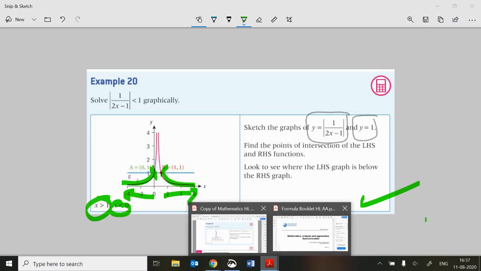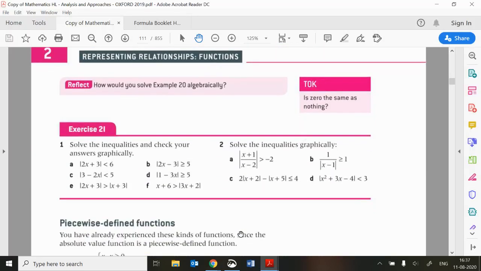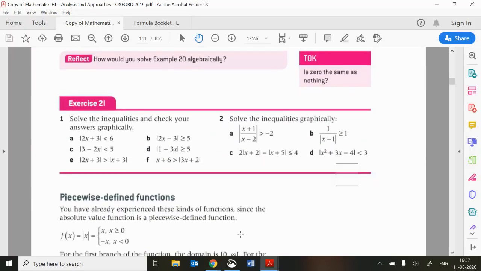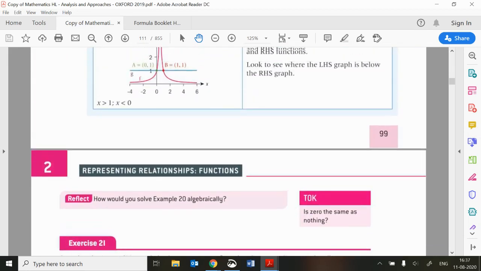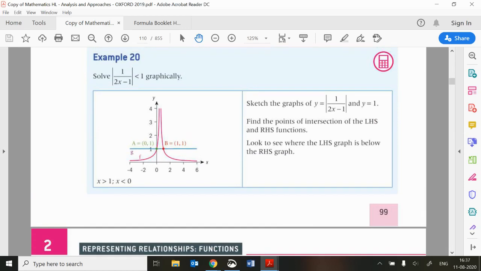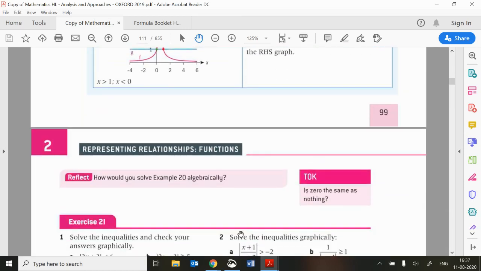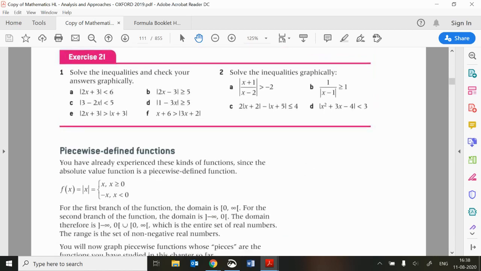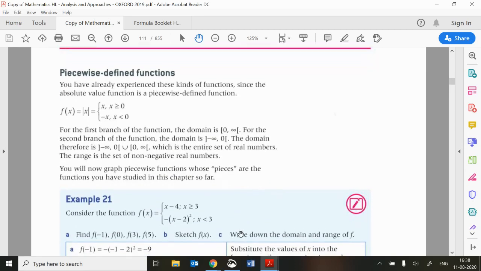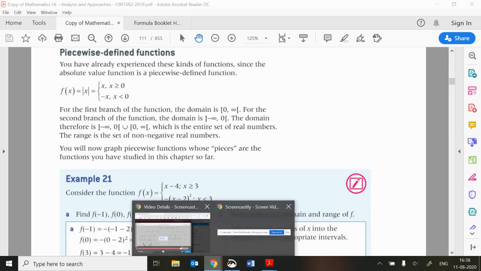Okay, let's look at the exercise briefly. And reflect: how would you solve example 20 algebraically? Well, I'm not going to do that myself just at the moment, but I'll let you have a think about that one. And there's exercise 2I, so you can have a go at that. And next we're dealing with piecewise functions. So see you for the next one.